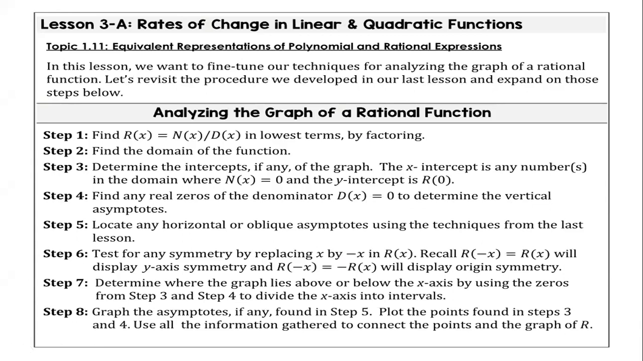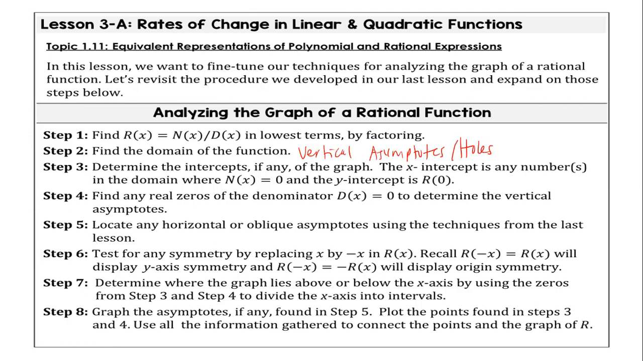From last week, we talked about how do you analyze the graphs of rational functions. The first thing you want to do is factor your numerator and denominator into their lowest terms. Okay, you want to find your domain. Your domain comes from your vertical asymptotes and your holes.